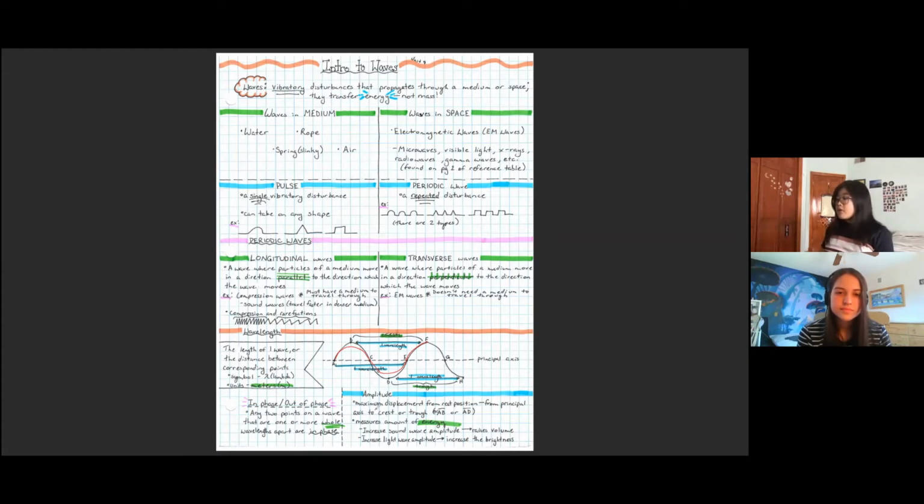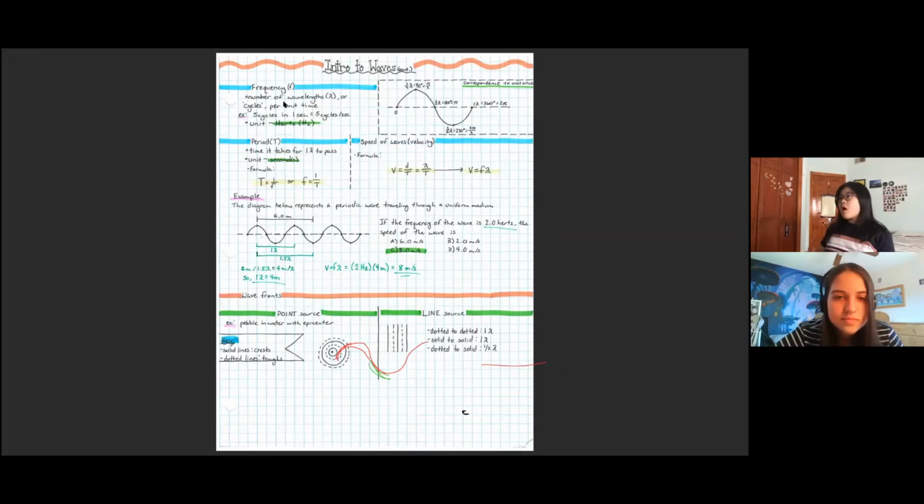The amplitude is the maximum displacement from rest position, from the principal axis to the crest or to the trough. So for example, A to B would be an amplitude, or from C to D would be measuring the amplitude as well. The amplitude measures the amount of energy. For example, in sound waves, if you increase the amplitude, then you raise the volume. And in light waves, if you increase the amplitude, it increases the brightness.